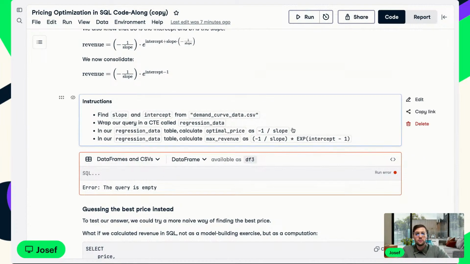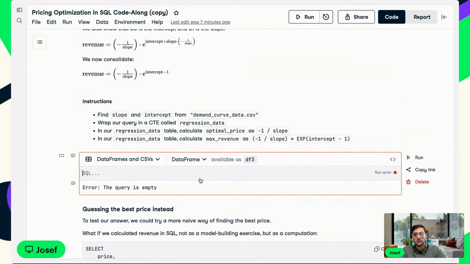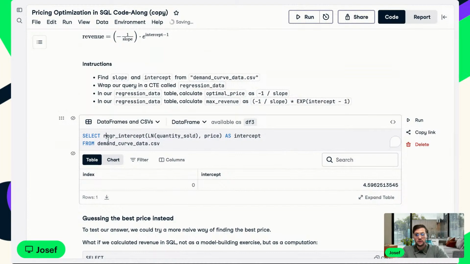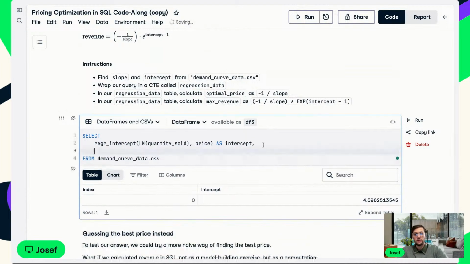So now we can incorporate our work into SQL here. Let's first select the slope, regression intercept, quantities. Well, let's stick with the logarithms: log of quantity sold and price, as intercept, from demand curve data. Okay, here's our intercept. And then I'll do it again for the slope.